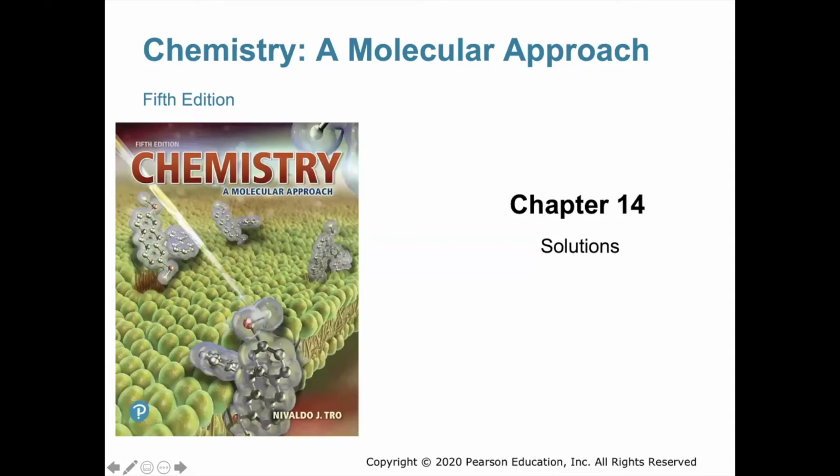Hi guys, welcome to a problem set from chapter 14, Solutions. This chapter incorporates a lot of topics from earlier chapters in the book, including the ideal gas law, partial pressure, mole fraction from chapter 6, and intermolecular forces, which you may remember fairly recently from chapter 12. But there are other ones as well, but we'll encounter them as we go along.